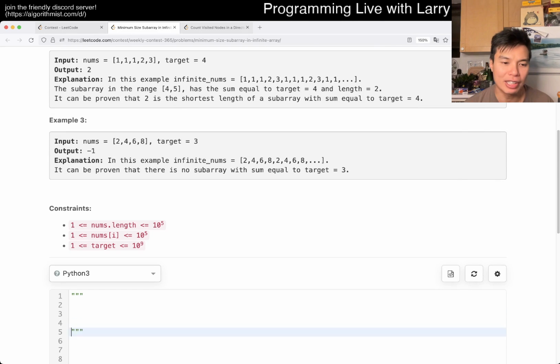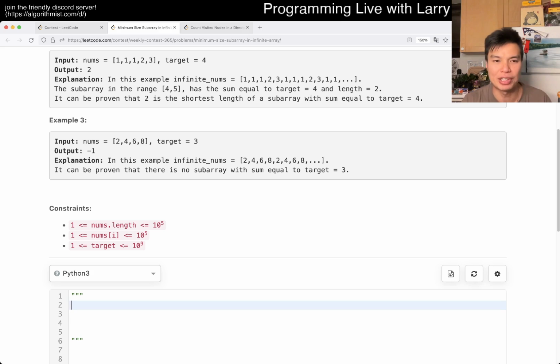Let's say target is a small number. What is the definition of a small number? It means that it is smaller than the total of nums, so that target is a sum of some numbers here in one, without going over.